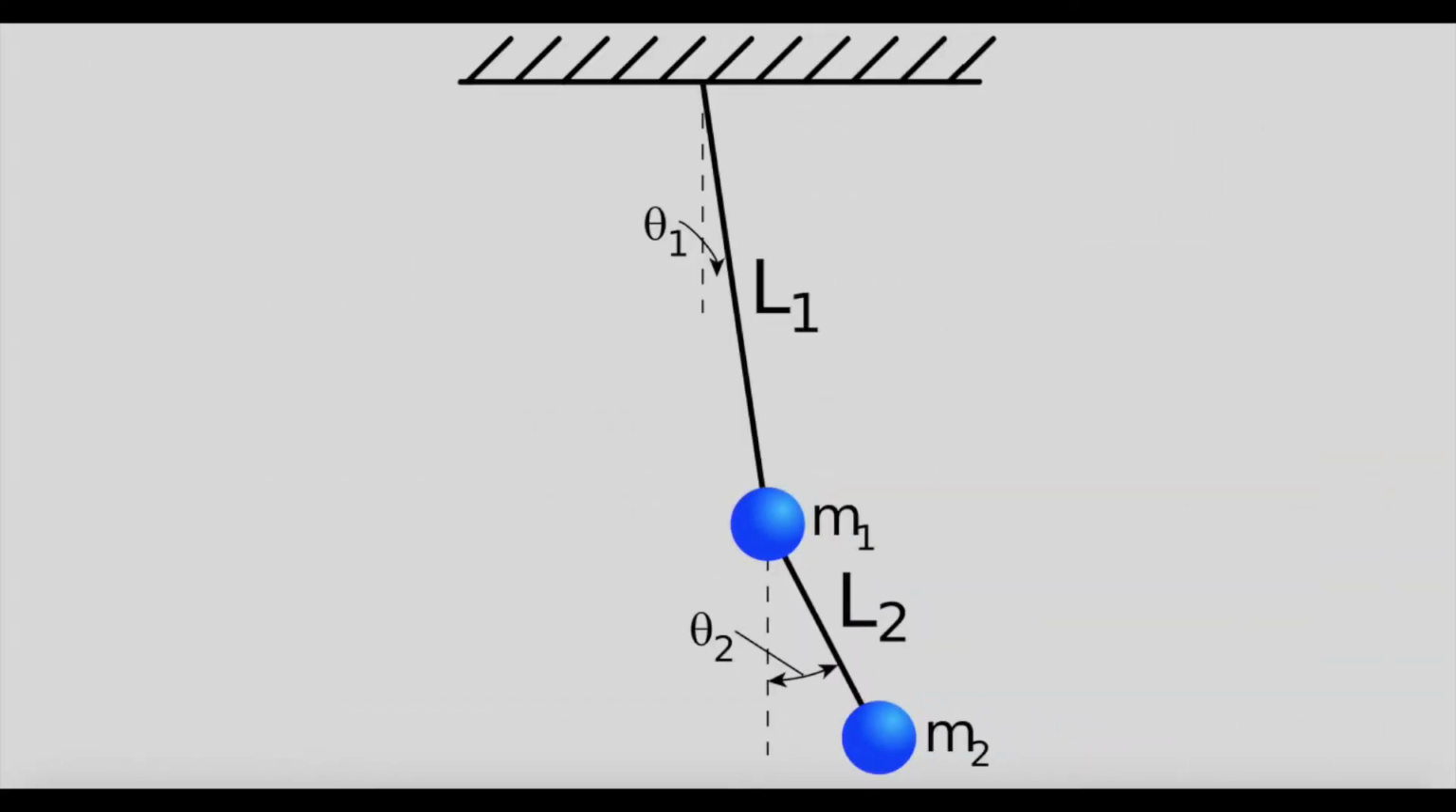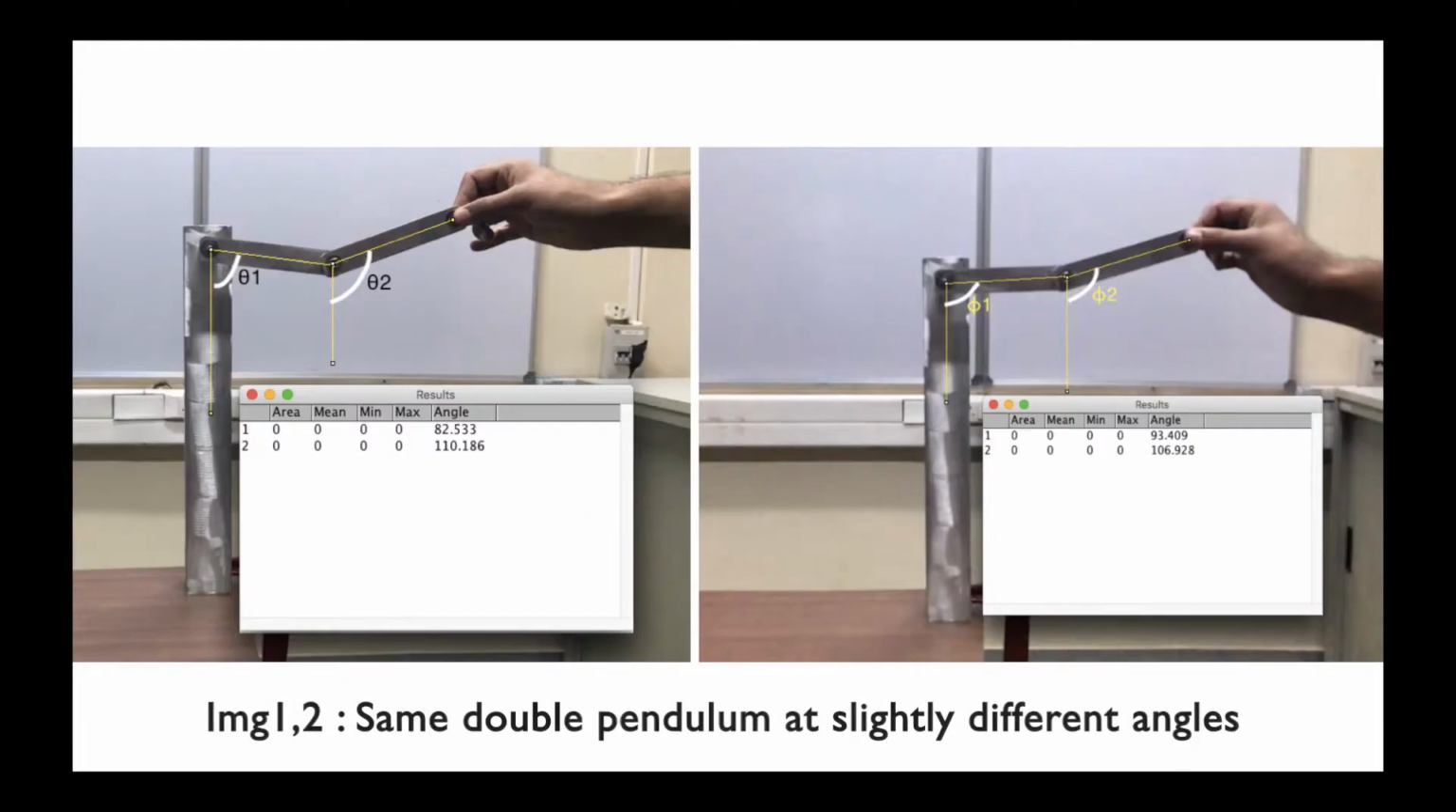Another important characteristic of the double pendulum is its sensitivity to initial conditions. A double pendulum has 6 parameters. Any slight change in any of these parameters induces huge differences in its trajectory.